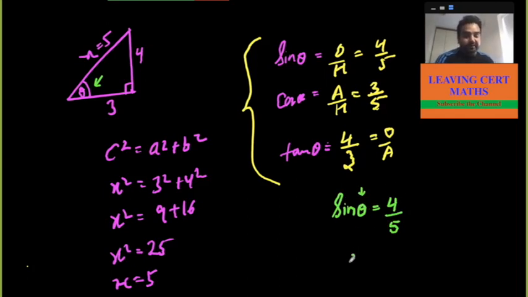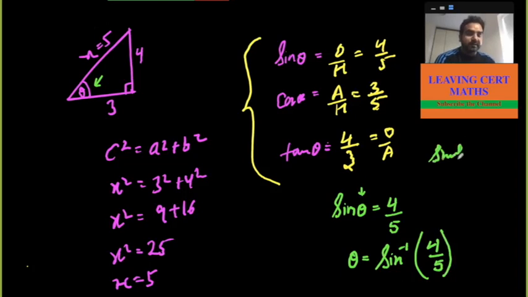To find that, you have to do theta equal to sine inverse of 4 over 5, right? So can you put this in the calculator? You have to press shift and then press sine. You will get sine inverse of 4 over 5. 53.130. So from sine I got 53 degrees.